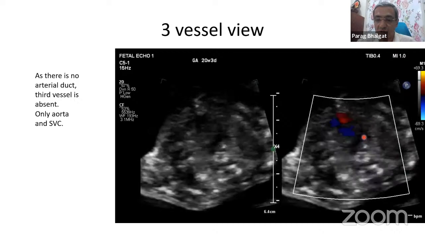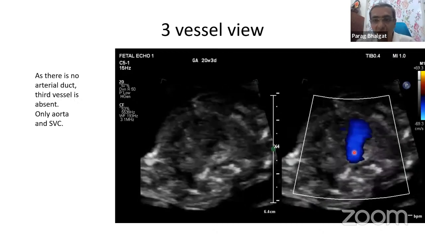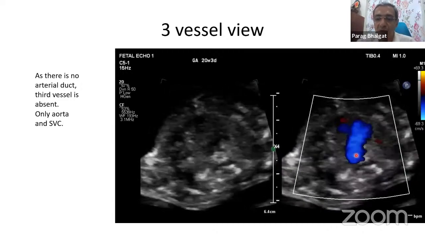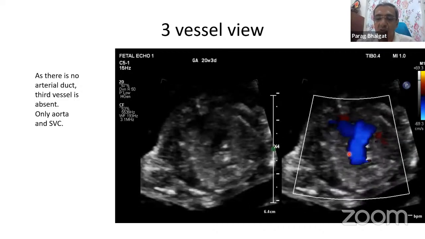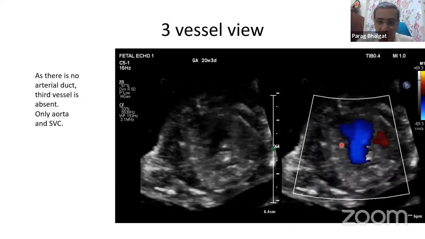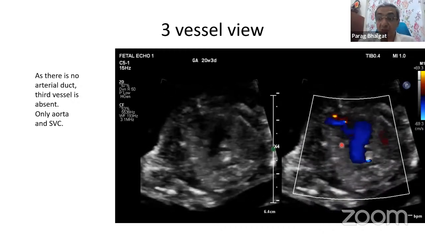This is forward aorta. In the 3-vessel view, as the duct is not there, it is not completely formed. We can just see MPA, RVOT, this part, aorta, no duct. SVC will be here. So the 3-vessel view is not complete. Only 2 vessels are there. Duct is absent in this.